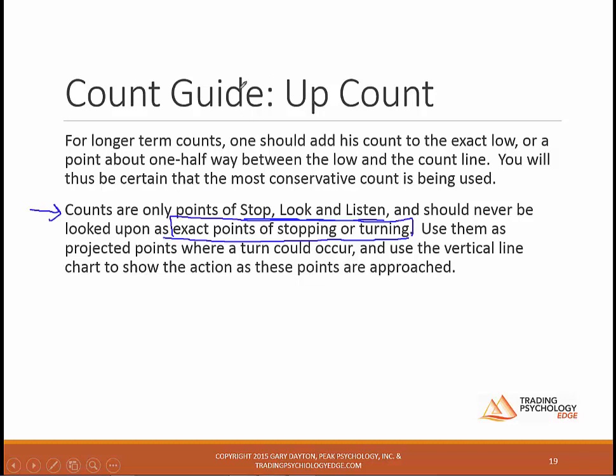They can sometimes stop short of them. We see that fairly frequently. They're not exact points. They're really areas. Use them as projected points where a turn could occur, and use the vertical line chart to show the action at these points as these points are approached.